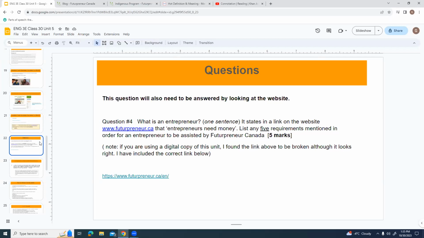By the way, if you happen to have a digital copy of the unit, I know a few people do, I found that link above in the dark blue was broken. It didn't seem to bring me to the right spot. I hunted around and found it. I don't know why this one works. It looks almost exactly the same, but I found this link was broken. So if you have the digital copy, it's all spelled exactly the same, but you may need to enter it into your URL because somehow it's been moved or something, and it just isn't coming up correctly.